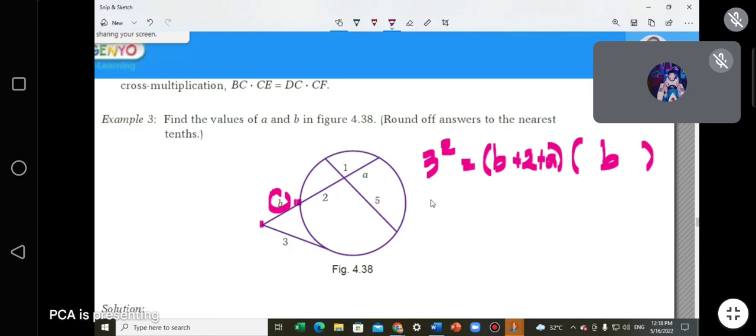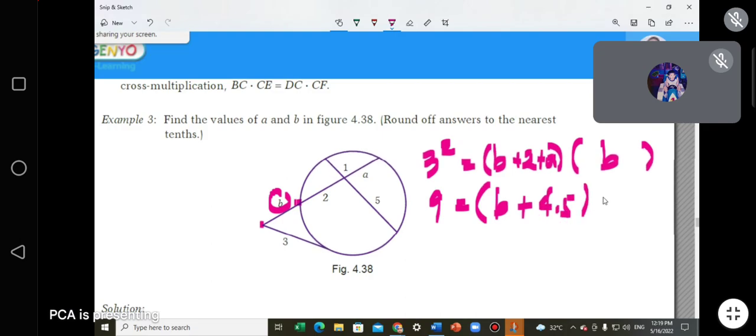Now, how do we solve for B? 3 times 3 is 9. And then this one is A, which is not unknown anymore. It's 2.5, isn't it? So it's B plus 2 plus 2.5, which is 4.5 already.